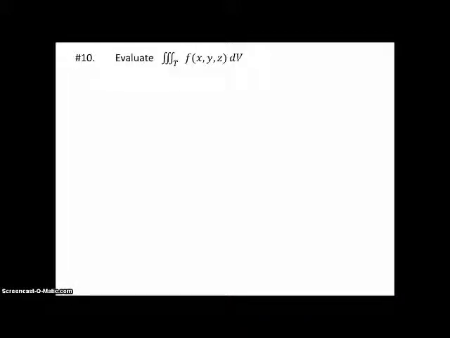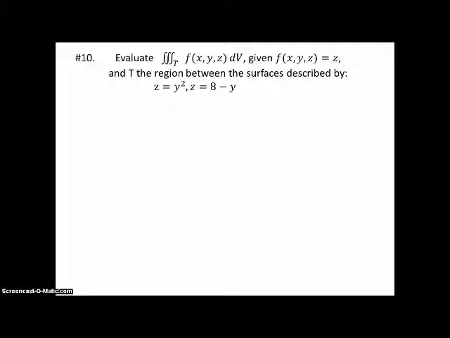Number 10. Evaluate this triple integral given that f of x, y, and z equals z, and T is the region between the surfaces described by z equals y squared and z equals 8 minus y squared, whereas x goes from -1 to 1. So right away I know that I'm going to integrate with respect to x last because it's going from -1 to 1. And then we've got z in terms of y, so we're going to have to integrate in terms of z first for 2 reasons: because we've got nice y limits set up, and also our function just equals z, so that'll be easy to integrate.